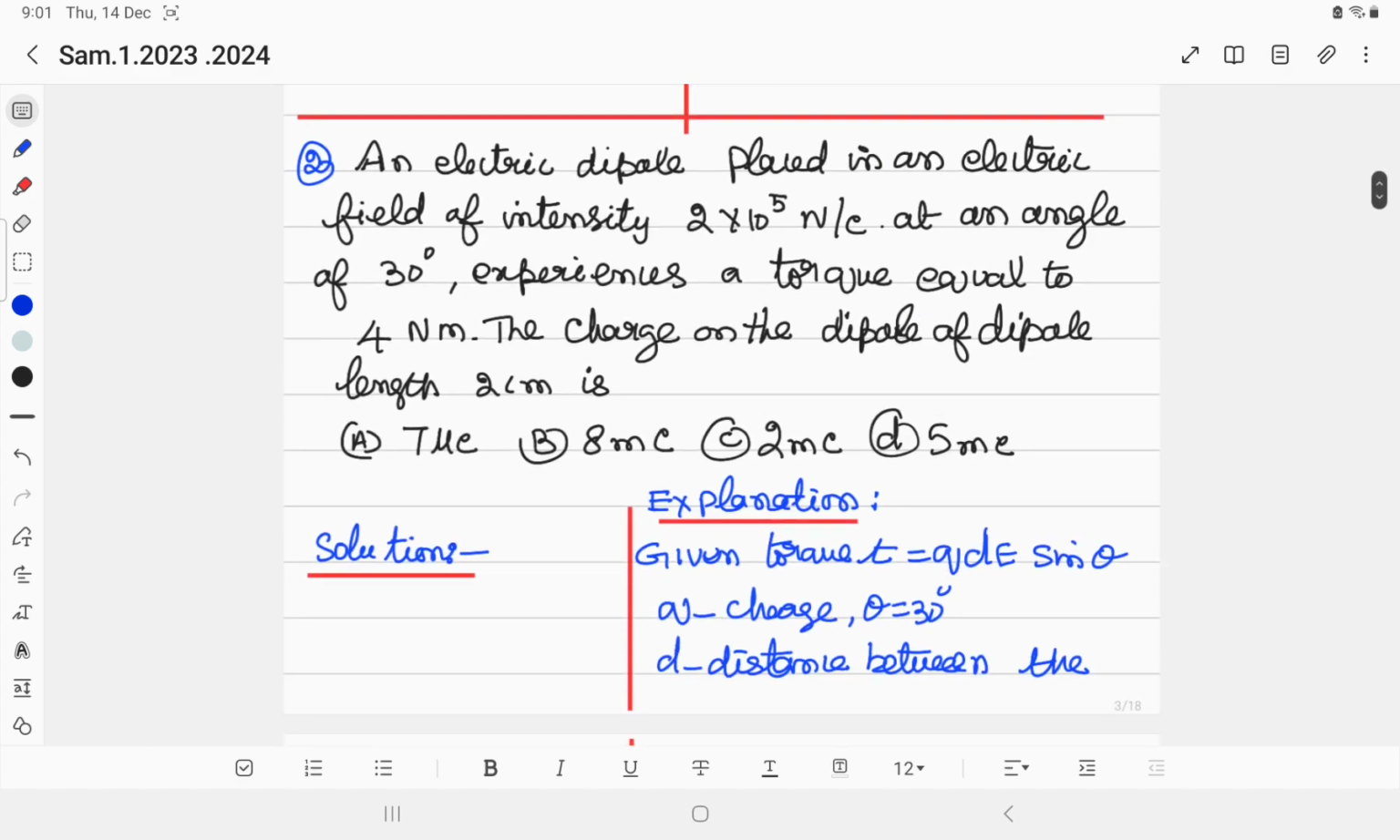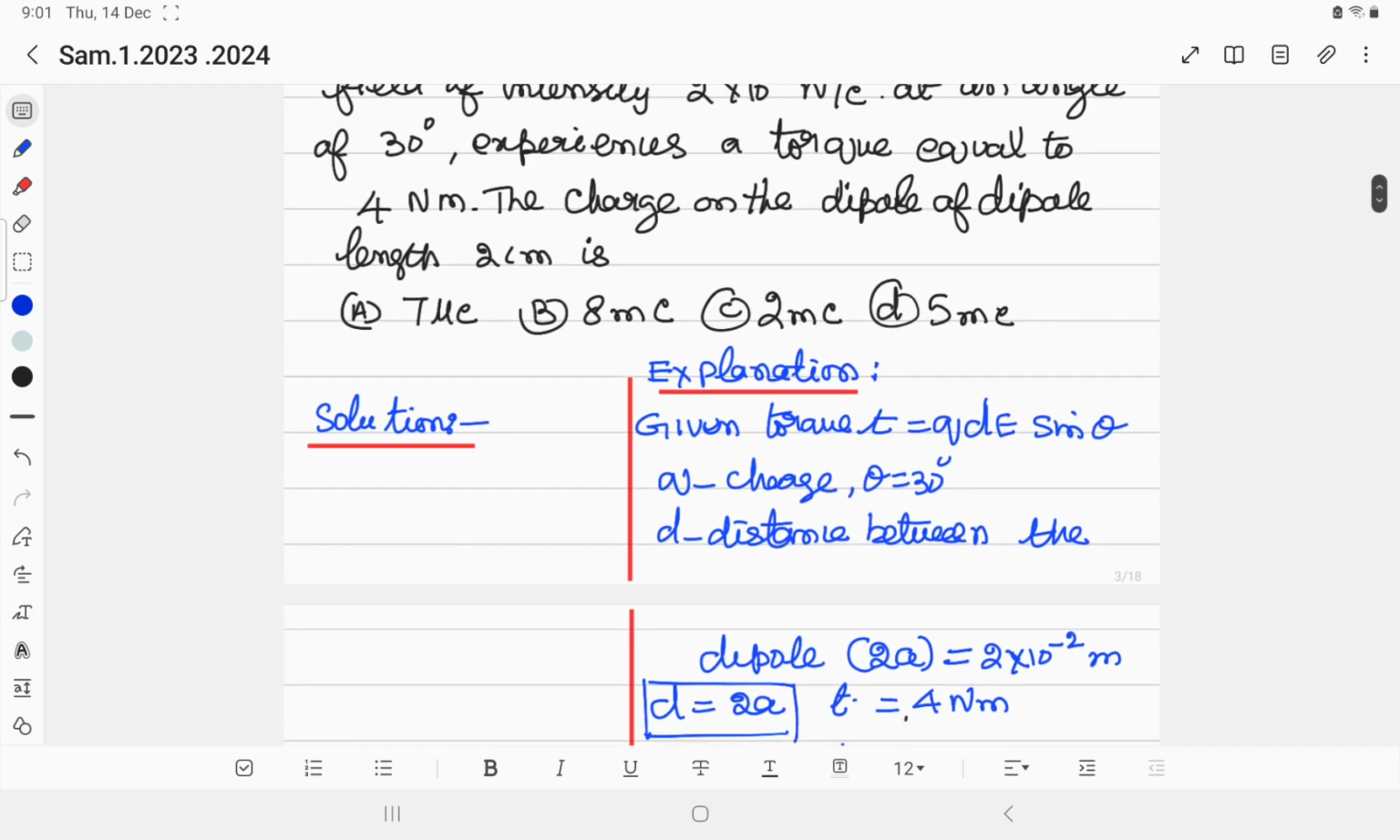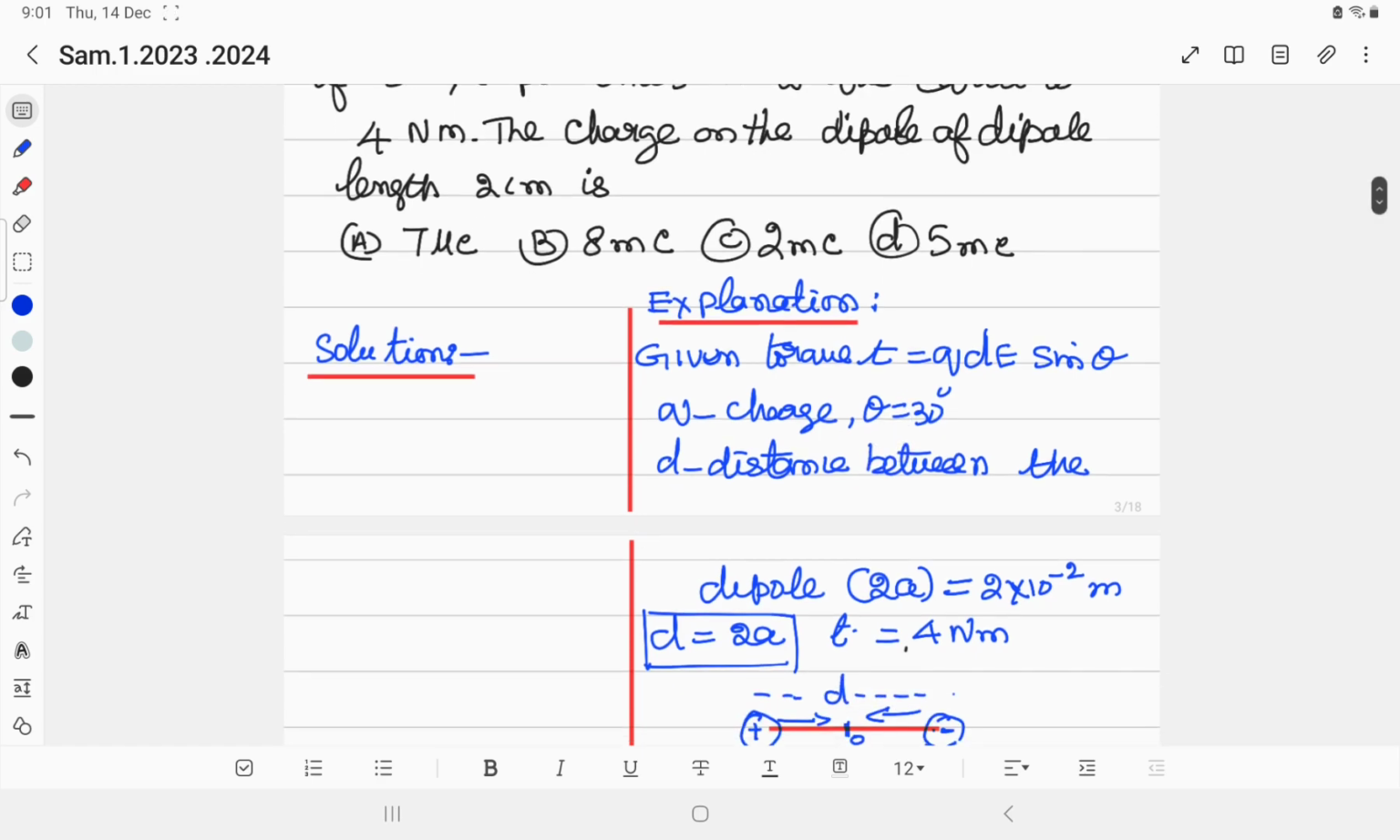Second one. An electric dipole placed in an electric field of intensity 2 into 10 power 5 Newton per coulomb at an angle of 30 degrees experiences a torque equal to 4 newton meter. The charge on the dipole of length 2 centimeter is: A. 7 micro C, B. 8 milli C, C. 2 mC, D. 5 mC.